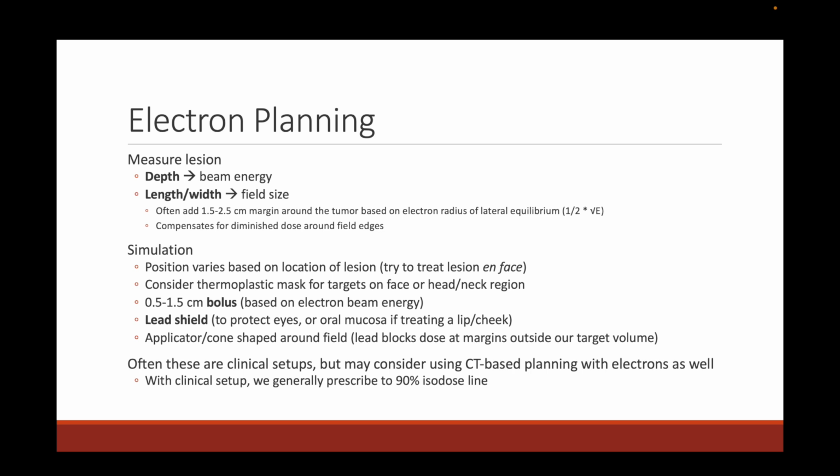We can also think about the length and the width to help determine our field size. So we'll measure the length and the width of the tumor, and we add a 1.5 to 2.5 centimeter margin around the tumor. That margin accounts for many things. One of the things is that it serves as our PTV margin too, to account for errors in setup. And remember, there's also a radius of lateral equilibrium. The formula for that is 0.5 times the square root of the energy. So we can also think about that when deciding how much margin to add around the tumor.